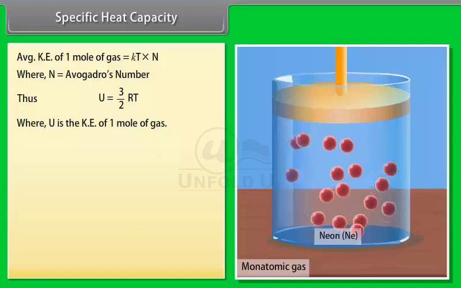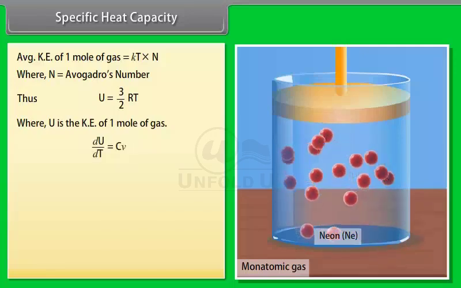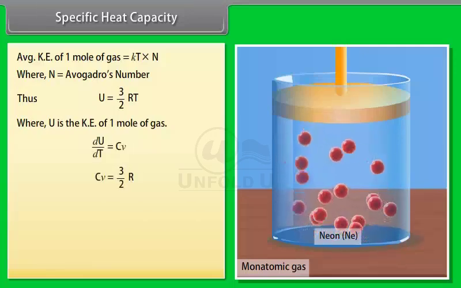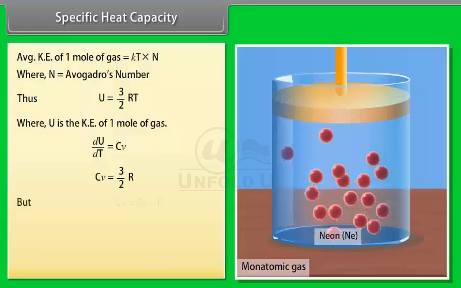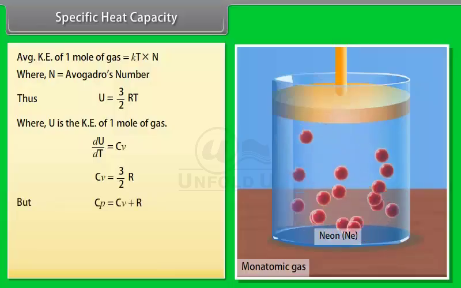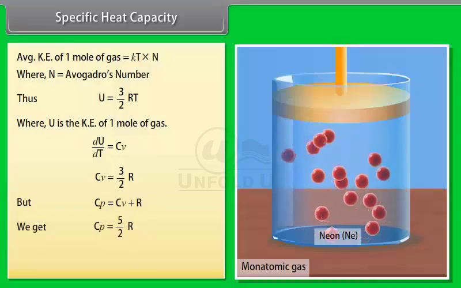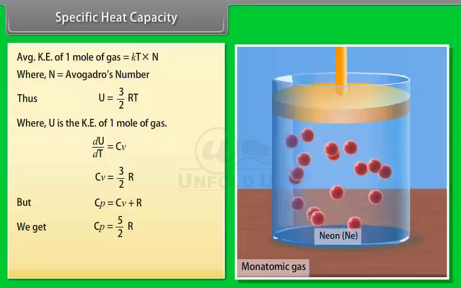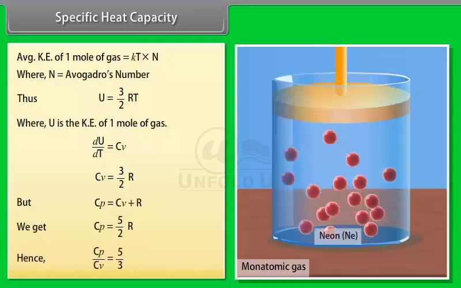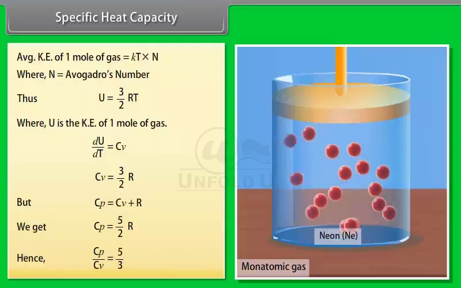dU by dT is equal to Cv. Cv is equal to 3 by 2 R, but Cp is equal to Cv plus R. We get Cp is equal to 5 by 2 R. Hence, Cp by Cv is equal to 5 by 3.